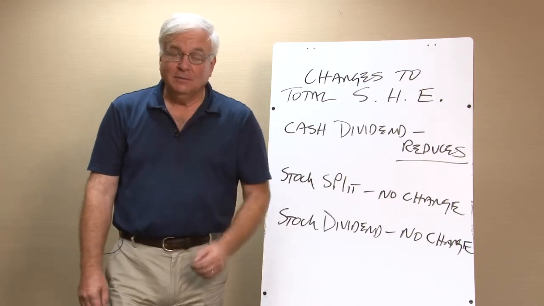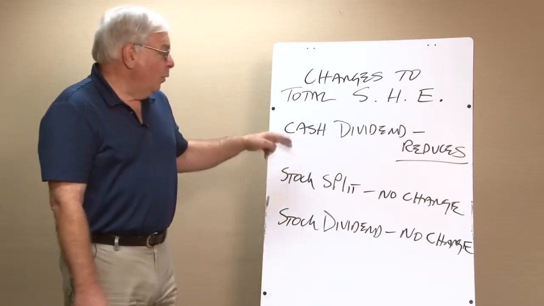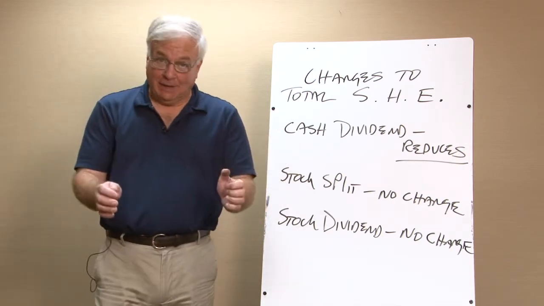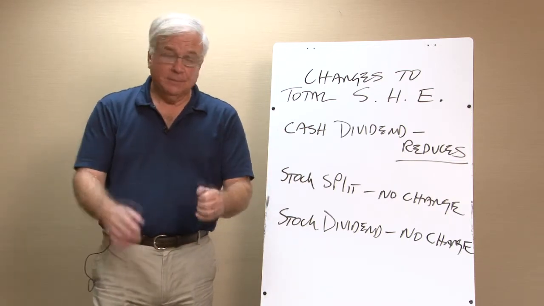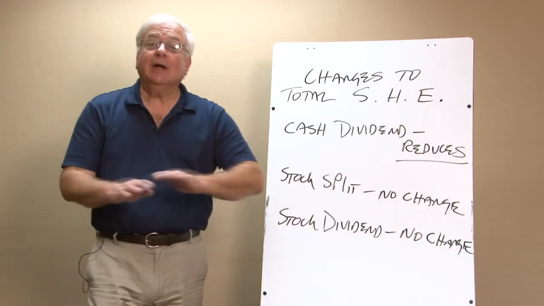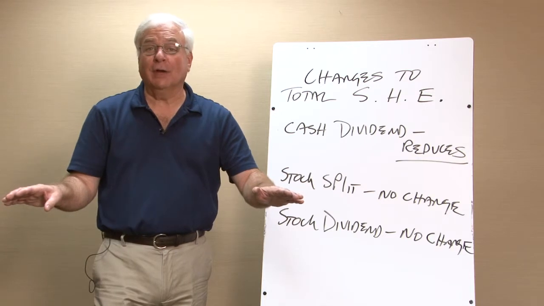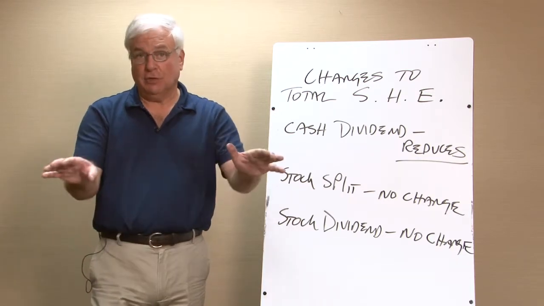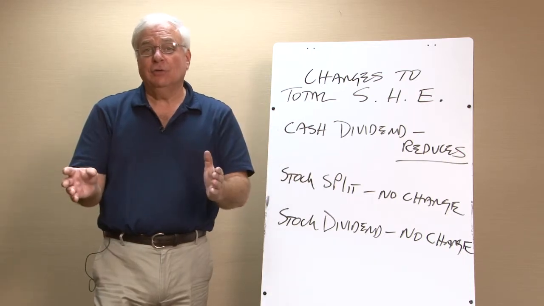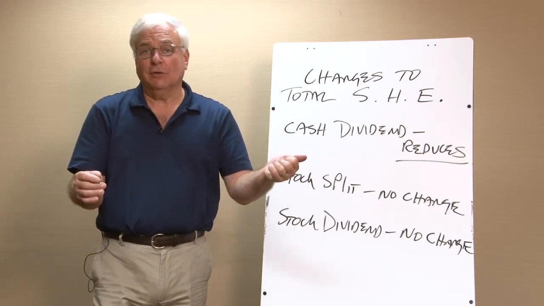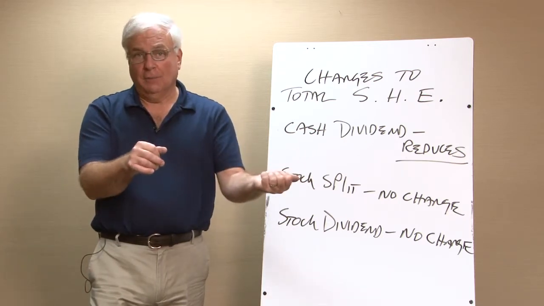So to summarize, the events that will change stockholders' equity, the one that will reduce it is a cash dividend. When a company pays a cash dividend, the retained earnings does drop. Stock split does not change the total stockholder equity. It remains the same, the total, before and after. What it does change is the number of shares that are out. Like we said, if we had 500,000 shares with a $1 par and we did a 2-for-1 split, we'd have 1 million shares with a 50-cent par.